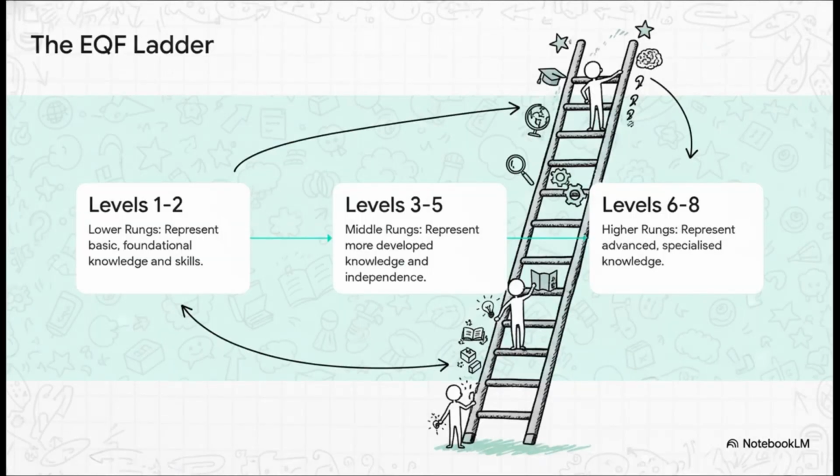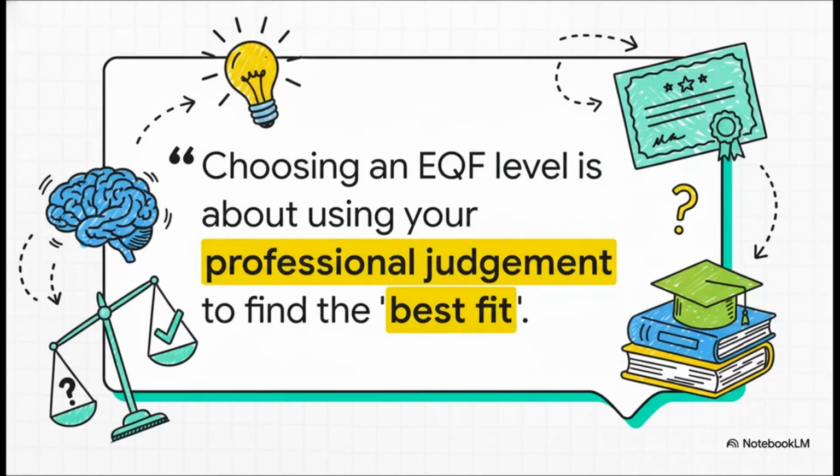And the guide suggests thinking of the EQF as a ladder, which is just a brilliant way to picture it. The lower rungs, say levels 1 and 2, that's where you find all the foundational, basic learning. As you start climbing up to the middle rungs, levels 3 to 5, you're expecting learners to have more independence. And then you get to the top rungs, 6 to 8, which represent that advanced, specialized knowledge you'd see in, say, higher education. This quote from the guide is so key. It really drives home the point that this isn't an exact science. It's about you, the educator, using your professional expertise, your gut, to figure out the best fit for your specific course and your specific learners.